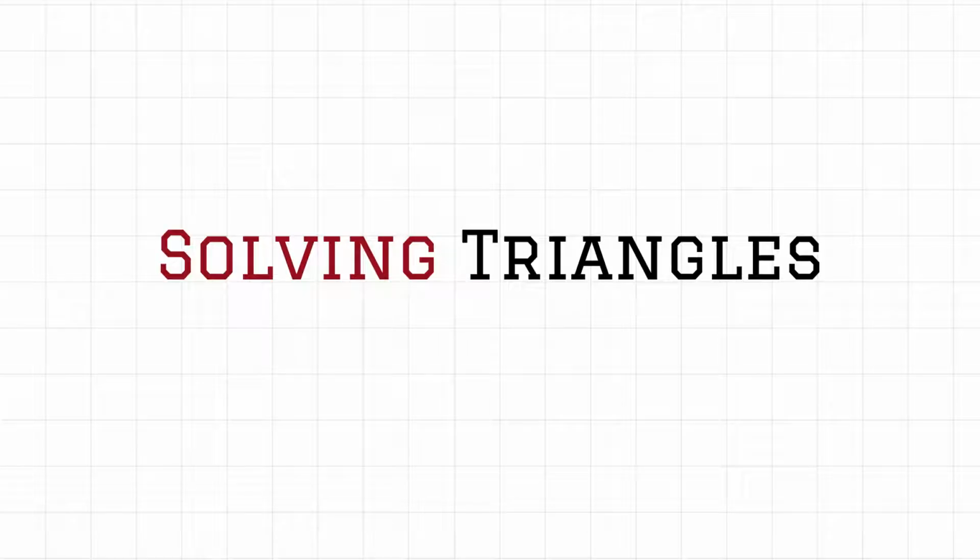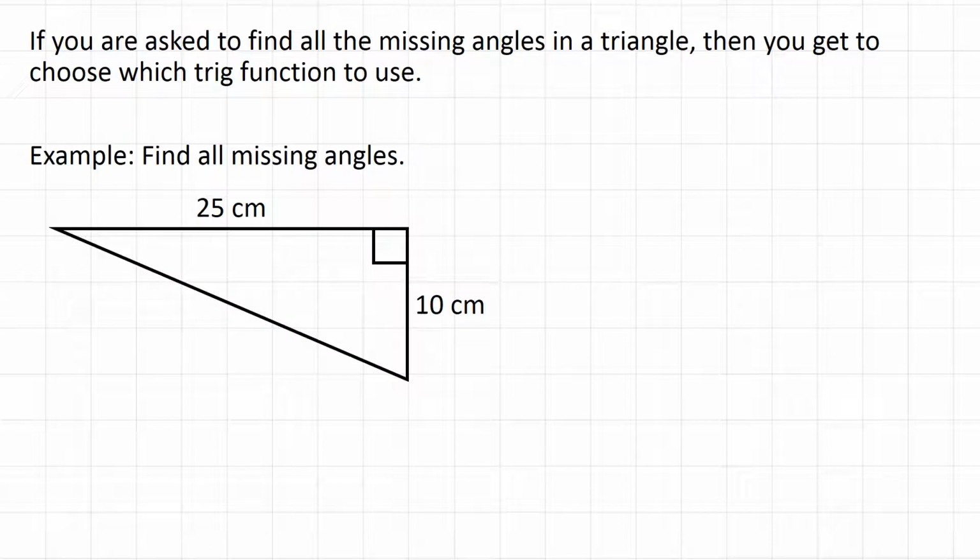When solving for all the unknown angles in a triangle, what you'll find is that you have a bit of freedom over which trig function you use. So let's look at an example of that. If we're asked to find all the missing angles in this triangle, we actually get some choice over which trig function to use because we're not told what angle to start with.